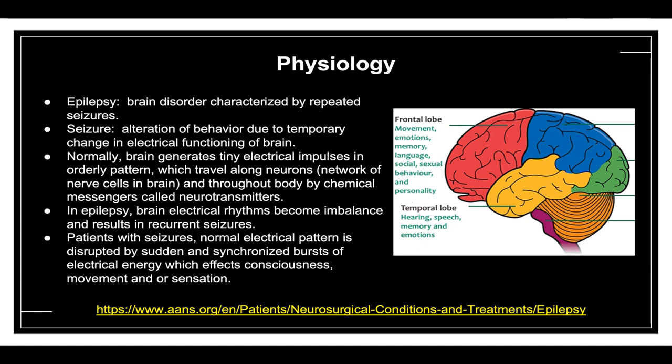So, normally, your brain constantly generates tiny electrical impulses in an orderly fashion, which then travel along neurons, which is a network of nerve cells in the brain, and then throughout your entire body by chemical messengers called neurotransmitters. Now, in epilepsy, brain electrical rhythms become imbalanced. So, there's an imbalance in the electrical impulses, and so that results in recurring seizures.